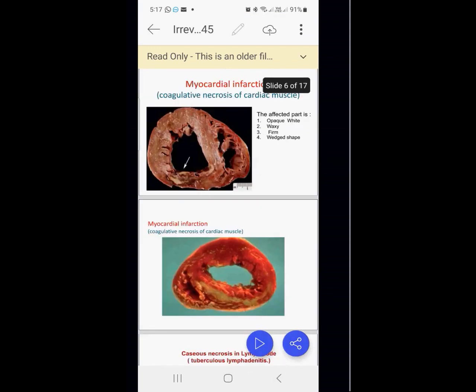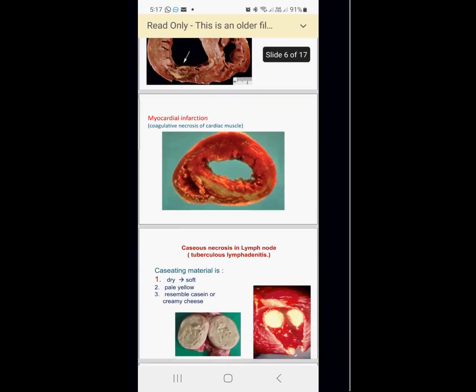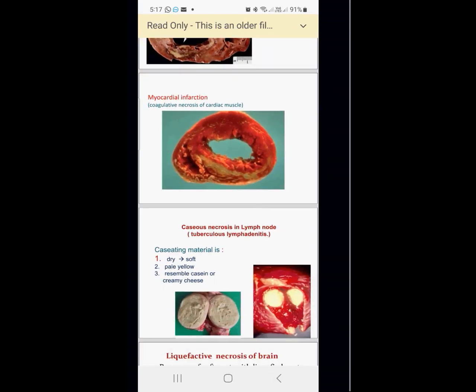تمام. الcaseous necrosis usually commonest في tuberculous lymphadenitis. Usually it's an infectious causes. So common to occur في lymph node. You can see it in different places. But الcaseous necrosis, which is the characteristic features of tuberculous lymphadenitis, and commonest to occur in the lymphatics. بتكون الcaseating material بتكون dry to soft, pale yellow, resemble casein or creamy cheese.